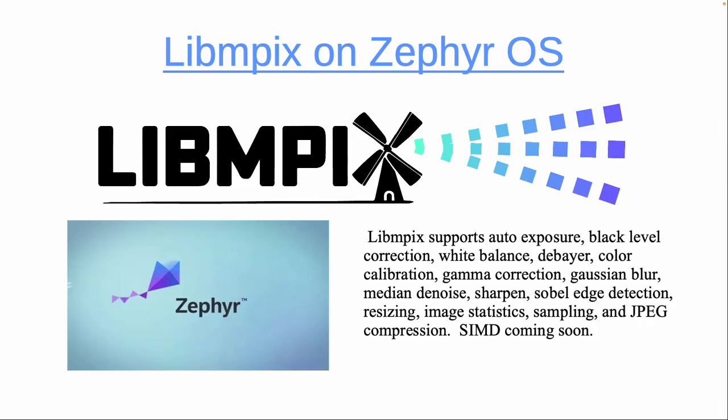Libmpix supports auto exposure, black level correction, white balance, debayer, color calibration, gamma correction, Gaussian blur, median denoise, sharpen, Sobel edge detection, resizing, image statistics, sampling, and JPEG compression. I read all of those not to bore you, but just to show you how many different processes there are. And this is just a small subset of what's available out there.